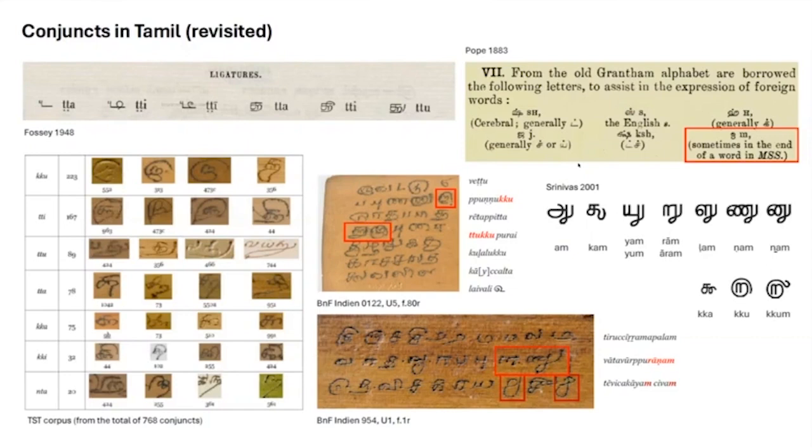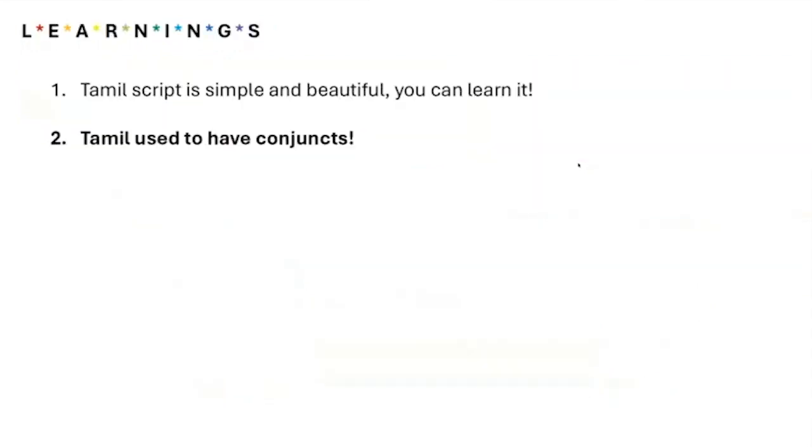Ku is a dative marker, so we write it a lot. And so especially in manuscripts, there's shortcuts to do that, but also we do have typeset books with a couple of the conjuncts. And you don't see that now. So this is the second learning for today. Tamil used to have conjuncts, and it's exciting that I probably doubled the number of people who know that.